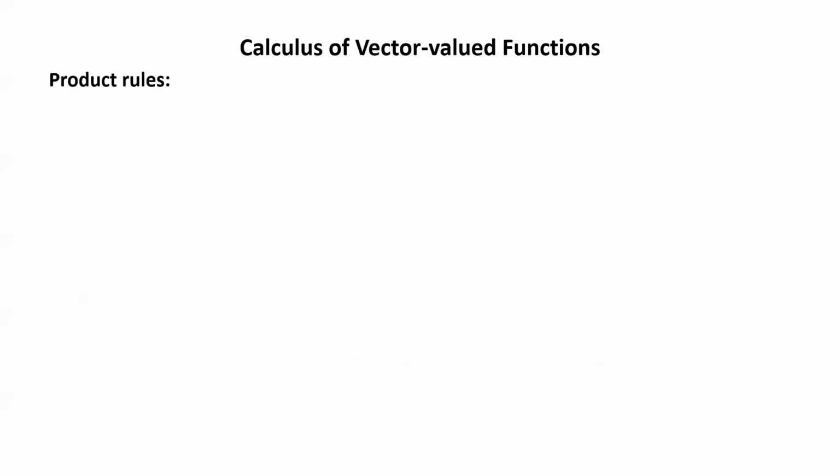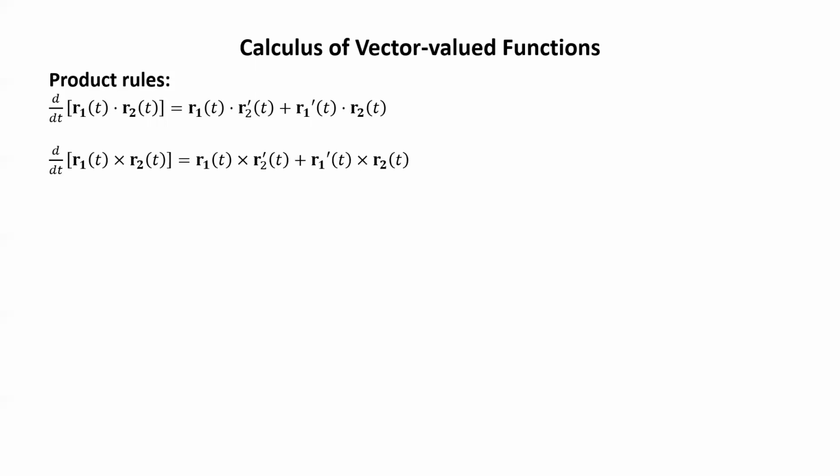Let's finish up this lesson with some product rules. The product rules for the dot product and the cross product are very similar to the product rules you know from Calc 1. The derivative of r1 of t dot r2 of t is r1 of t dot r2 prime of t plus r1 prime of t dot r2 of t. And similarly, for the cross product, the derivative of r1 of t cross r2 of t is r1 of t cross r2 prime of t plus r1 prime of t cross r2 of t.